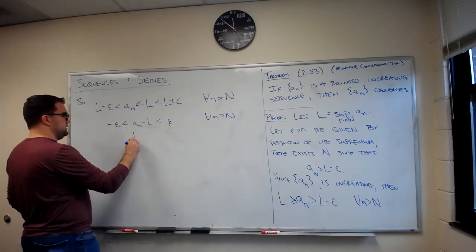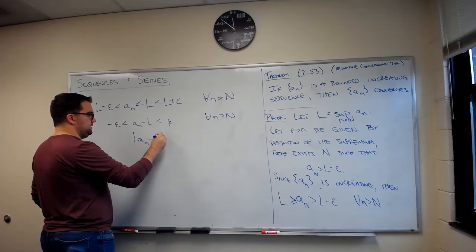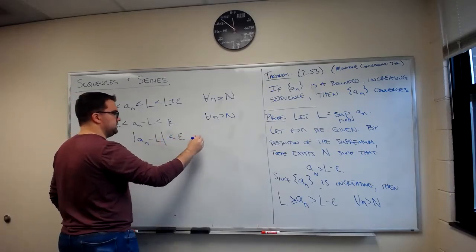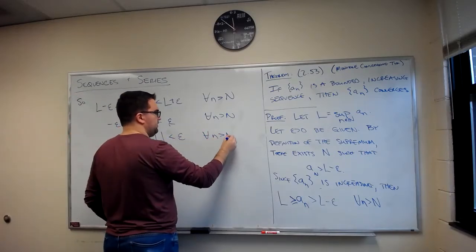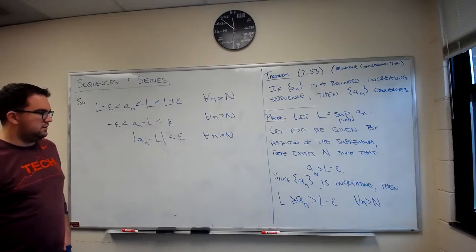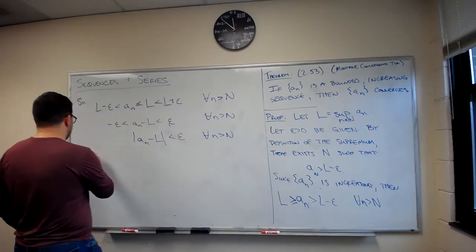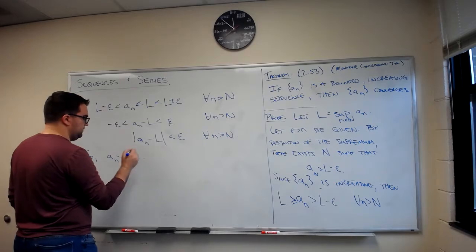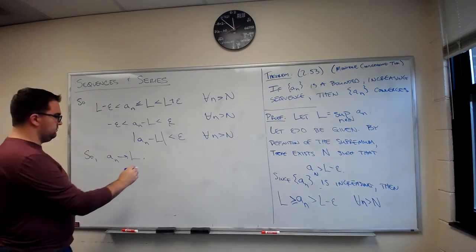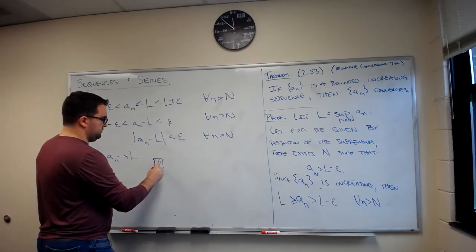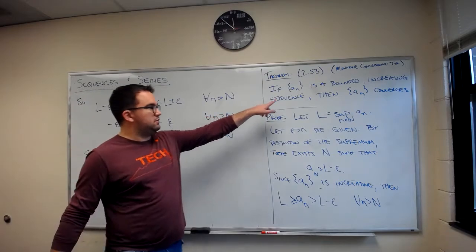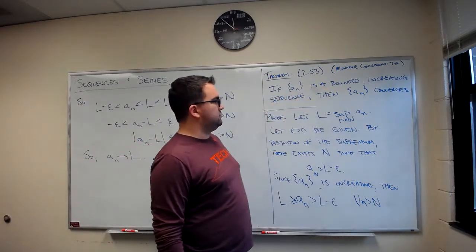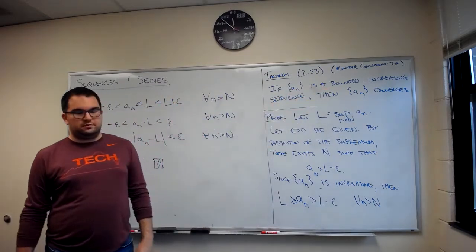And now what does this really say? This really says the absolute value of a_n minus L is less than epsilon for all n greater than capital N. Okay. And so a_n converges to L, which is exactly what I wanted, right? I wanted to show that this sequence a_n, which was bounded and increasing, converges.